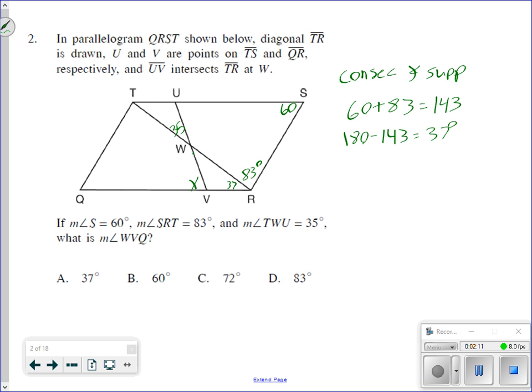Vertical angles is going to allow us to bring the 35 down. Now you can either get the remaining angle of the triangle at V, or you can do your exterior angle rule, which says the two non-adjacent interior angles added together give you the exterior, and in this case that gives you 72 degrees.